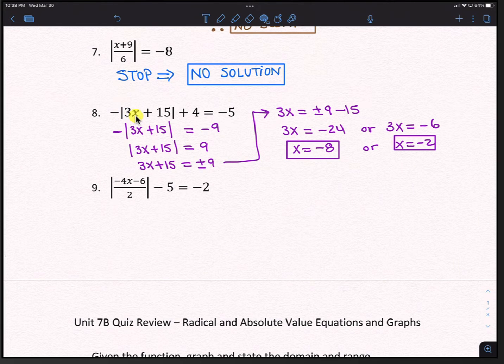Now let's let x equal -2. 3 times negative 2 is negative 6, plus 15 is positive 9. The absolute value is still 9. The negative in front turns it into negative 9, plus the 4 is negative 5, so that is also valid. So both answers are valid.